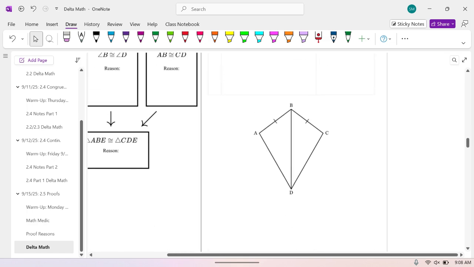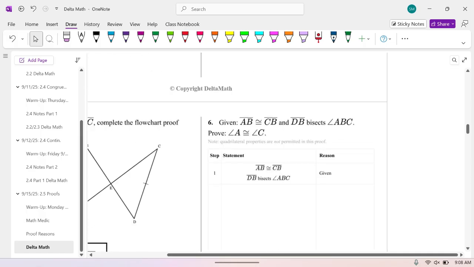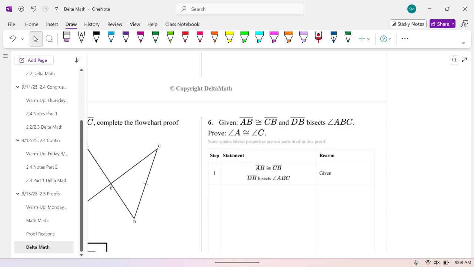So here's our picture down here. And we're going to do now not a flow proof, but a 2-column proof. So pretty much the same thing as a flow proof, except instead of seeing where the arrows connect, you're just writing out your statements with their reasons next to them. All right? It's just like a T-chart, essentially. So we're going to prove that these two are congruent.